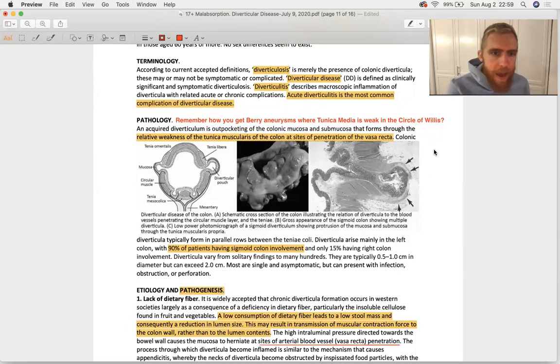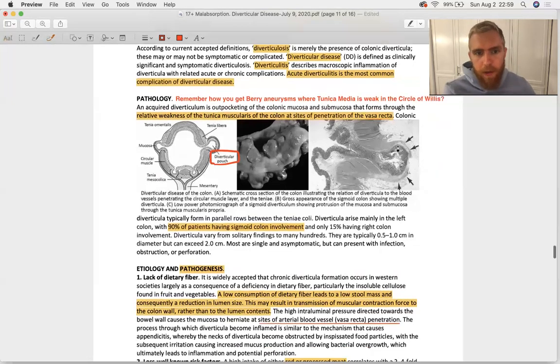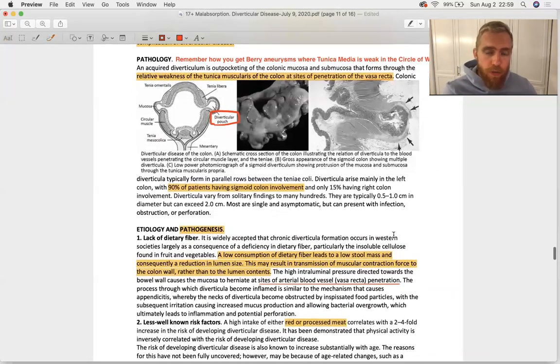Same exact thing is happening inside your colon where these diverticular pouches develop. And in the colon, the area of weakness is at sites of penetration of the vasa recta, which remember, well, vasa, what does that mean? Blood vessel. Remember, vasa vasorum is the blood vessel that supplies your aorta. So recta, what's that mean? You can figure that one out. 90% of patients have sigmoid colon involvement. And so I assume that's because this is where the vasa recta is the most abundant.